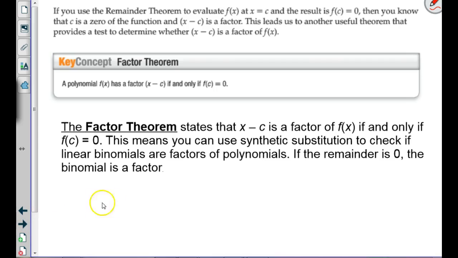All right. And then we talked about this. If it goes in evenly, you will get a 0. So let's look at a couple of their examples because I won't do a good job of making one up. But it says, the factor theorem states that something is a factor if and only if when you plug it in, you get out a 0. So the remainder equals 0.